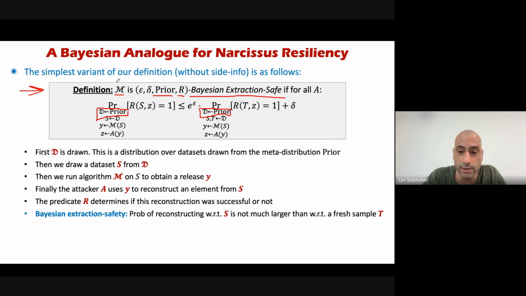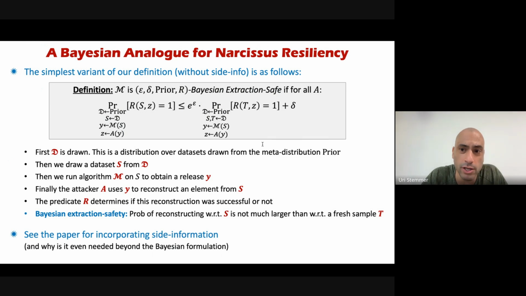Suppose that we sample the data distribution D from the prior and then sample a data set S from D and then run algorithm M on S to obtain a release Y, and then this Y is given to the attacker. Then algorithm M is Bayesian extraction safe if the probability that the attacker succeeds in reconstructing with respect to S is not much larger than the probability of it succeeding to reconstruct with respect to a fresh sample from D.